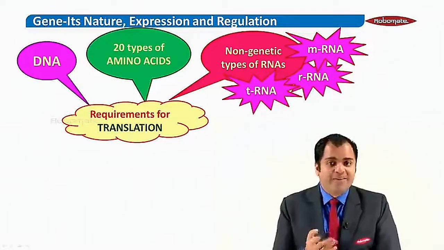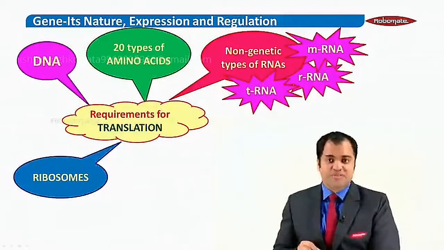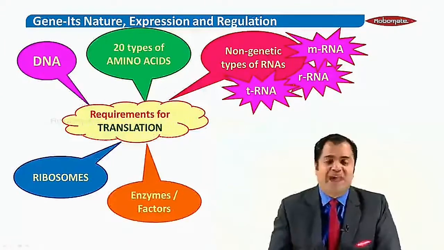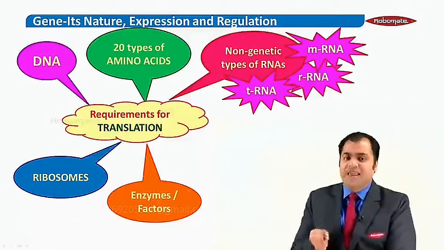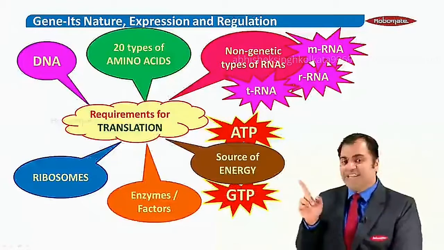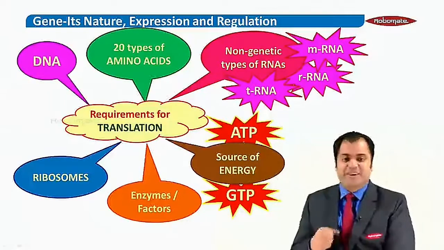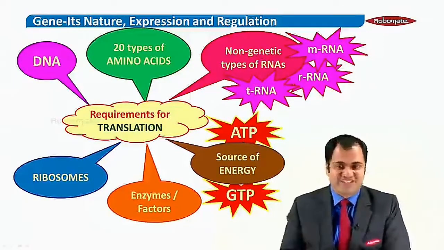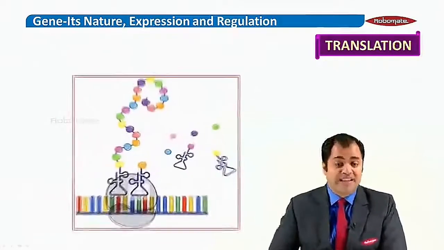Translation happens where? You guessed it right, on the ribosomes. So we require ribosomes. And then for the purpose of translation, we require many enzymes or factors. And finally, the process requires a lot of energy. The two sources of energy that we use for translation are ATP, and whenever ATP is not available, we can also use GTP. Is that okay? So these are all the requirements for the process of translation. Is that okay? Moving on, let us understand the process of translation.